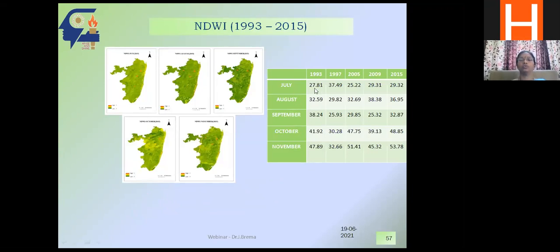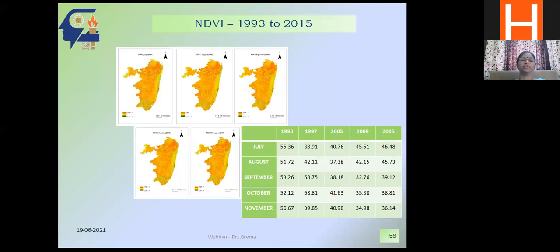So when it was July in 1993, my water body area was 27.81. But by the time of November, it almost doubles. Similar is the case in 2015 also. But for this doubling of water quantity, are we providing the space? That is the question. So from 1993, my rainfall quantity in 2015 has increased to 53.78. For this 7 square kilometers, do we have space to accommodate the quantity of water, or are we going to face floods? Like that you can assess.